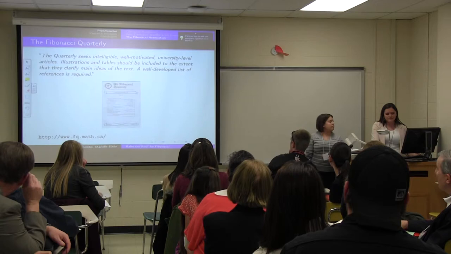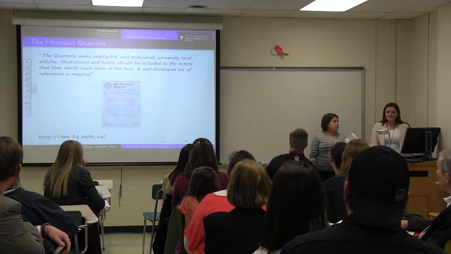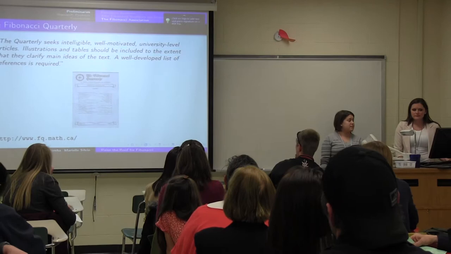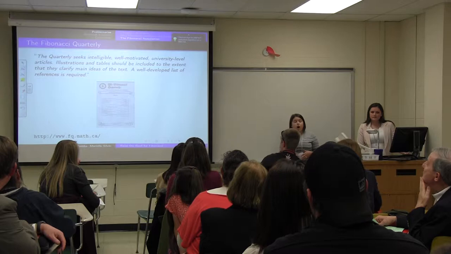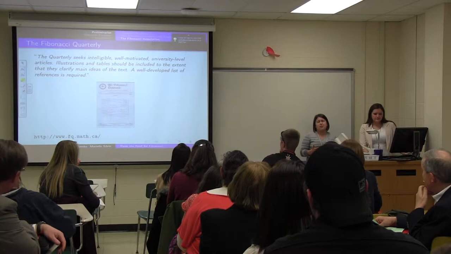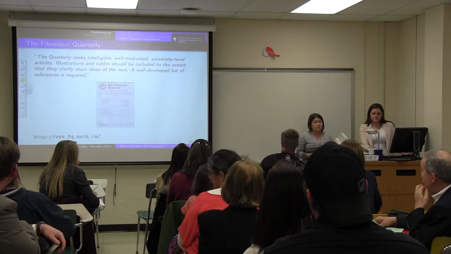The Fibonacci Quarterly seeks intelligible, well-motivated, university-level articles. Illustrations and tables should be included to the extent that they clarify main ideas of the text. A well-developed list of references is required. Not only does the Fibonacci Quarterly seek articles, but mathematicians and professionals can pose challenging problems to be proved. All proofs submitted must be completely original, and although the Fibonacci Quarterly is mainly for an audience of mathematicians and professionals, undergrad students can also submit solutions to these problems, which brings us to our talk today.